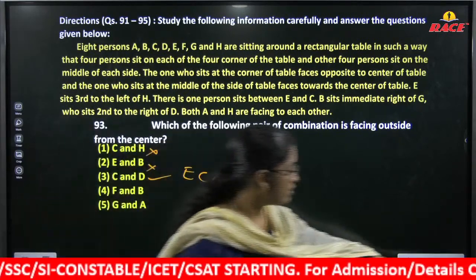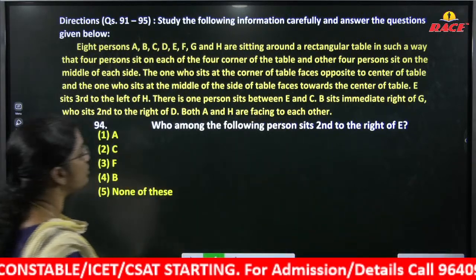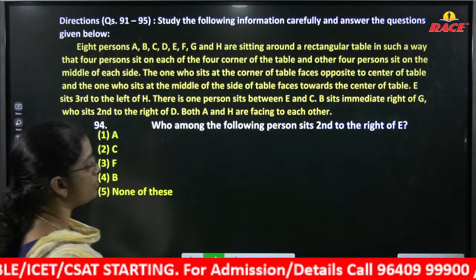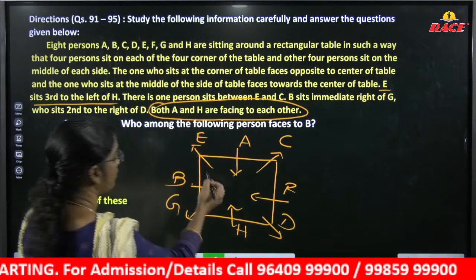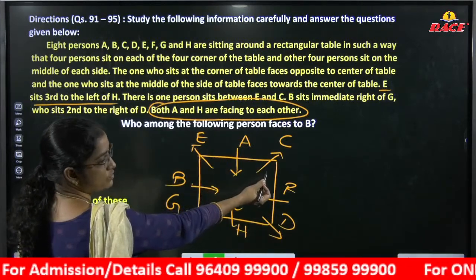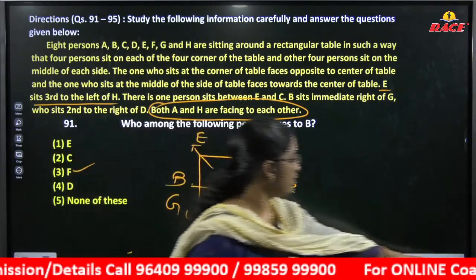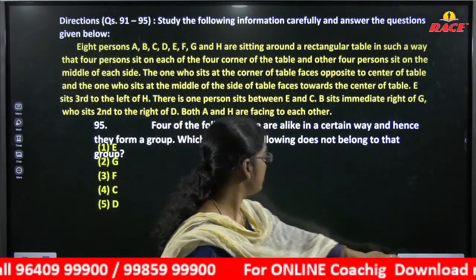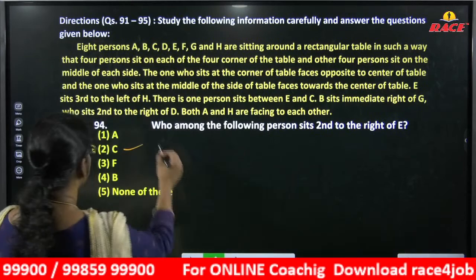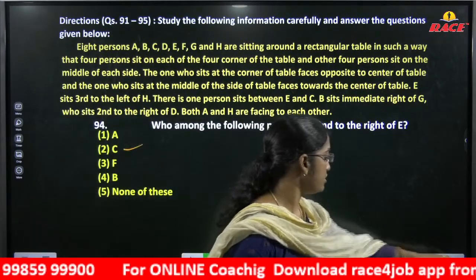Then next question, who among the following persons sits second to the right of E? We need second to the right of E. Second to the right of E is C. Simply C. So our answer is C. Then next question.